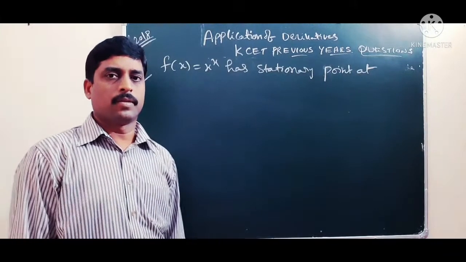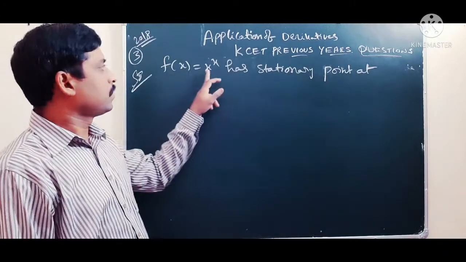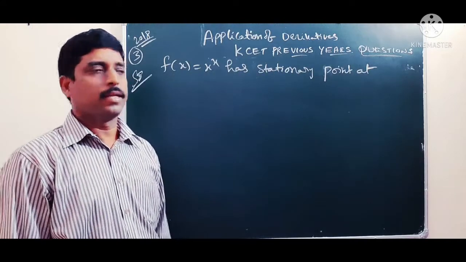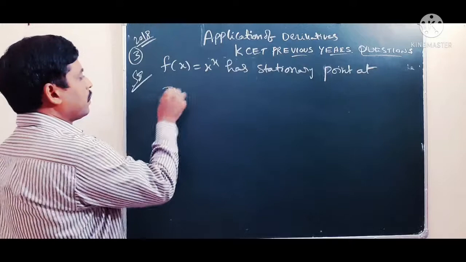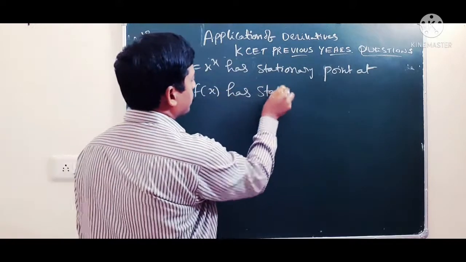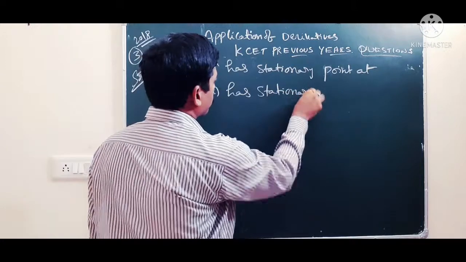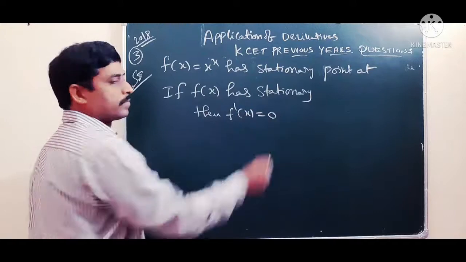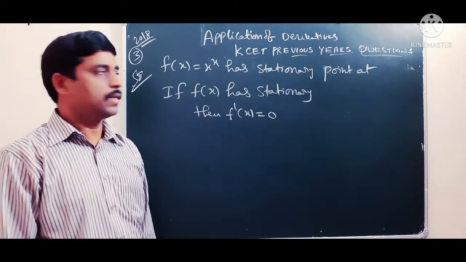Let us go to the next problem. f of x is equal to x to the power x has a stationary point at... Okay, if f of x has a stationary point, then f dash x is equal to 0. f dash x is equal to 0.